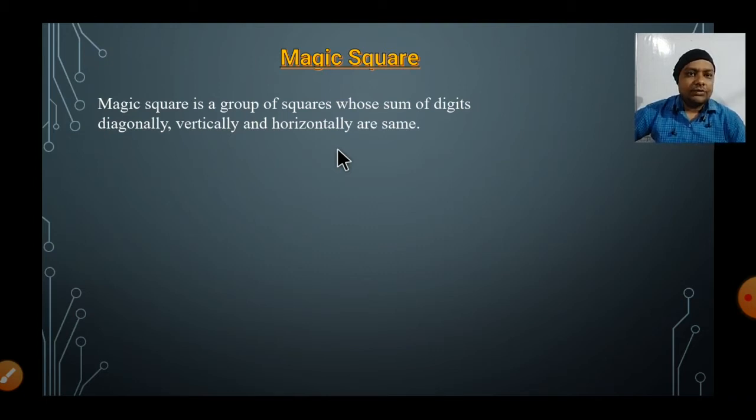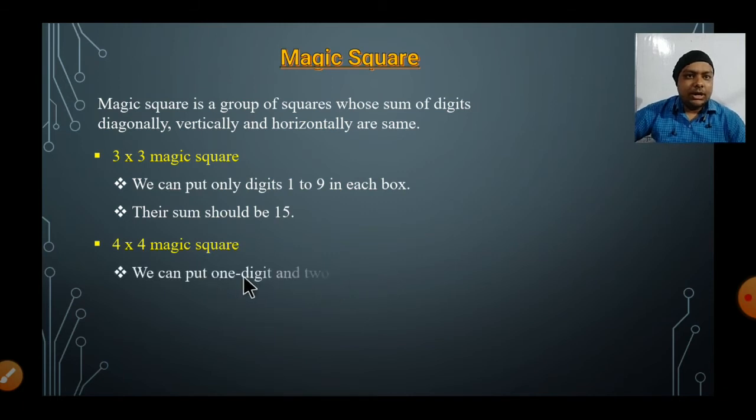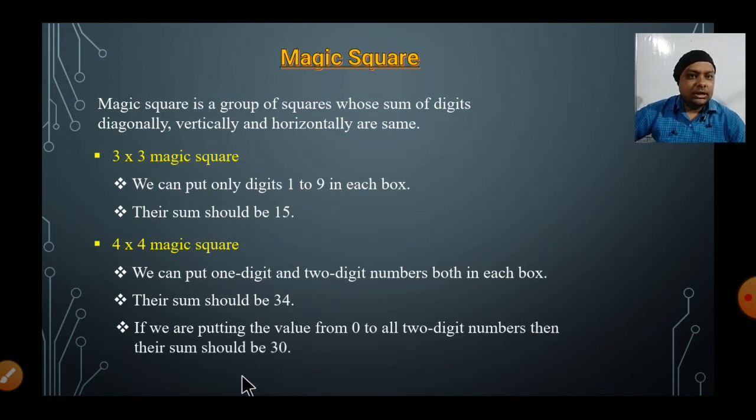So let's see at first the 3 into 3 magic square. What is the basic concept of a 3 into 3 magic square? We can put only digits from 1 to 9 in each box, and their sum should be 15. In a 4 into 4 magic square, we can put one digit and two digit numbers in each box, but their sum should be 34. But if you use values from 0 onwards, which means whole numbers, then their sum should be 30. If you are putting natural numbers only, then their sum should be 34. Students, that is the difference between these two types of 4 into 4 magic square.